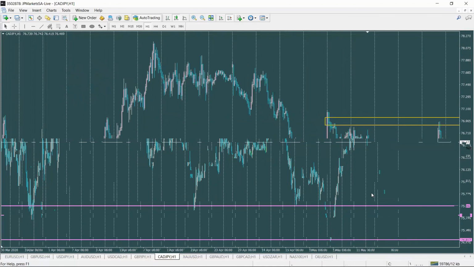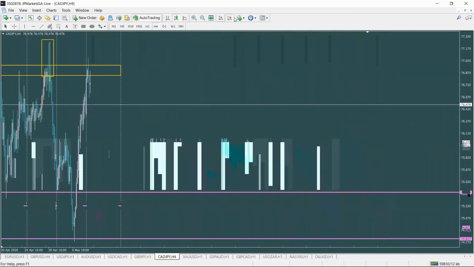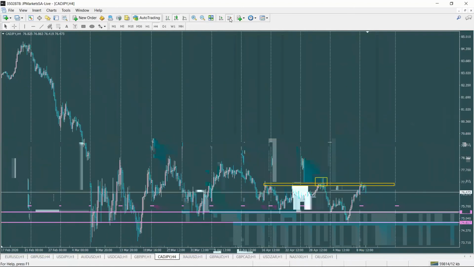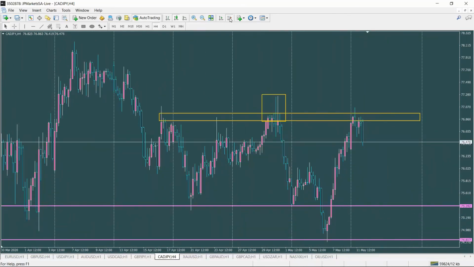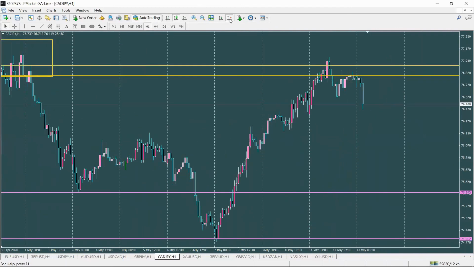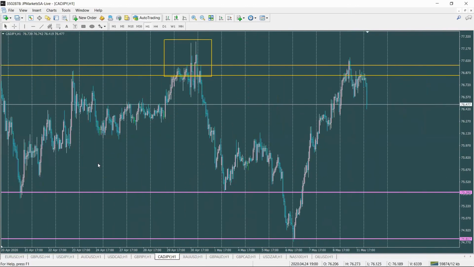Looking at CAD JPY, it has been going up for some time now, and I'm sure we all know that whenever it's going up, it must come down, and what goes down must go up. And at this particular moment, I believe that it's gonna be falling. And taking into consideration that it has retested that very same zone which is up there, which seems to be super relevant.